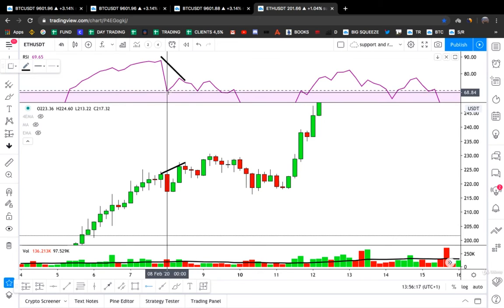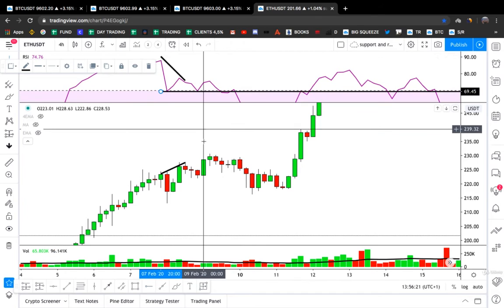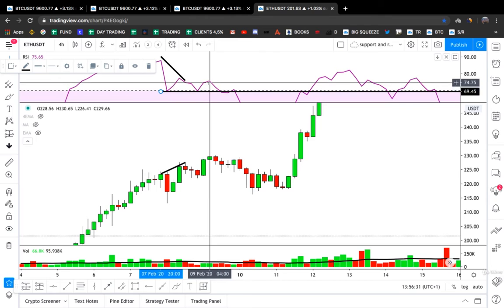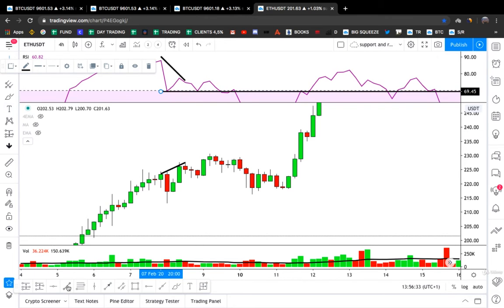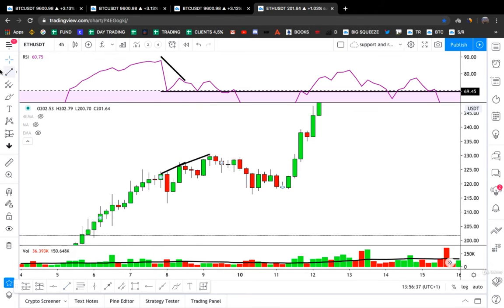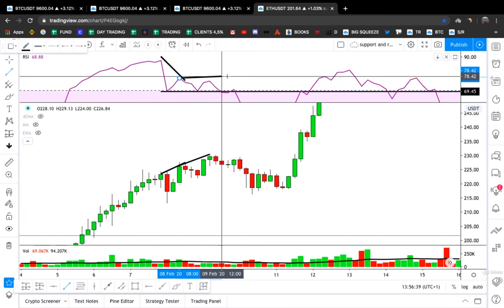We are looking for this low to be taken out and to enter on the candle close, right? But what you will notice is that it did not really happen here. Did it, guys? No, it did not happen here. What happened instead is you got another run here, which basically created another divergence. Do you follow on this one, guys?